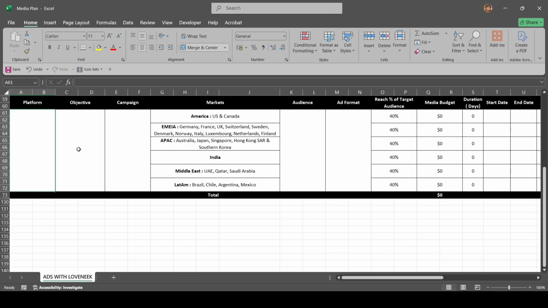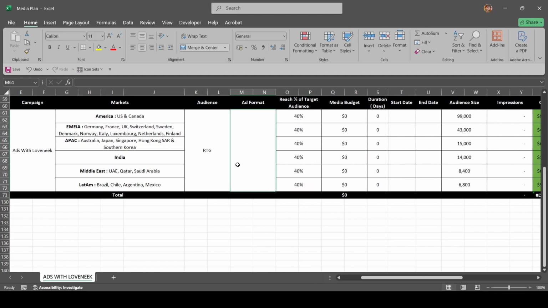So platform we will mention Meta here. Objective will be sales. Campaign name you can put accordingly; I'm writing Ads with Lovely. Now for the conversion based campaigns, we will be using retargeting audience. I am mentioning RTG here. Ad format, I will go with DPAs. So I'm just mentioning DPA.